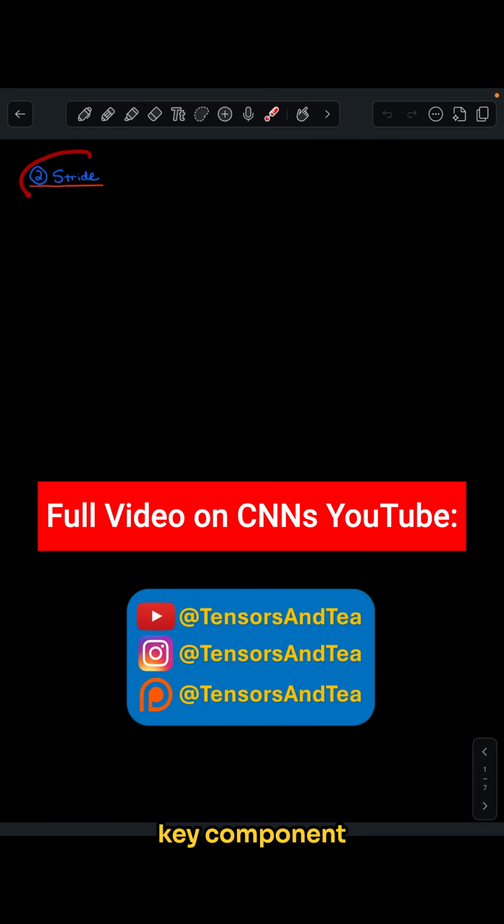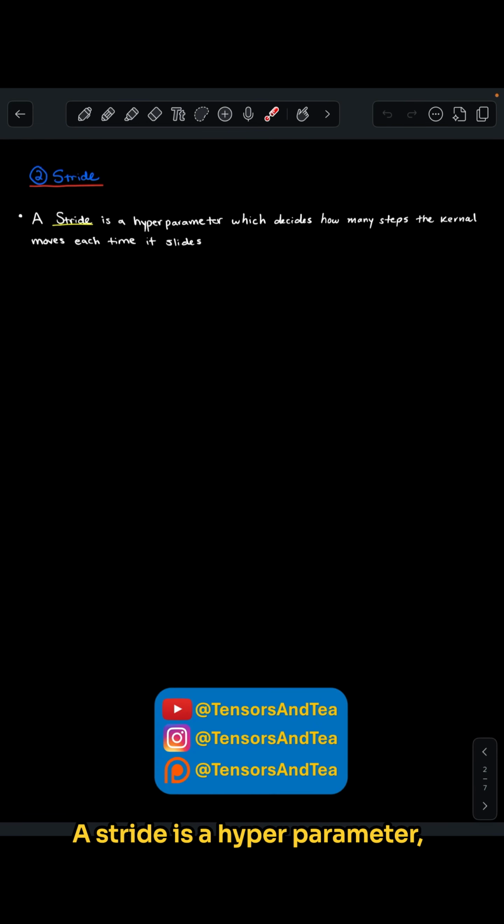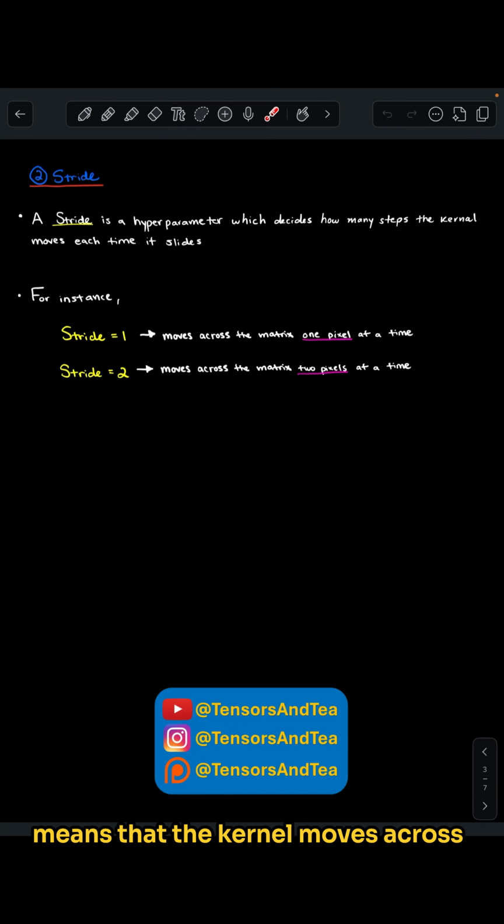The stride is another key component in convolutional neural networks. A stride is a hyperparameter which decides how many steps the kernel moves each time it slides. For instance, a stride value of 1 means that the kernel moves across the input matrix 1 pixel at a time, and a value of 2, for example, means that it moves across the matrix 2 pixels at a time.